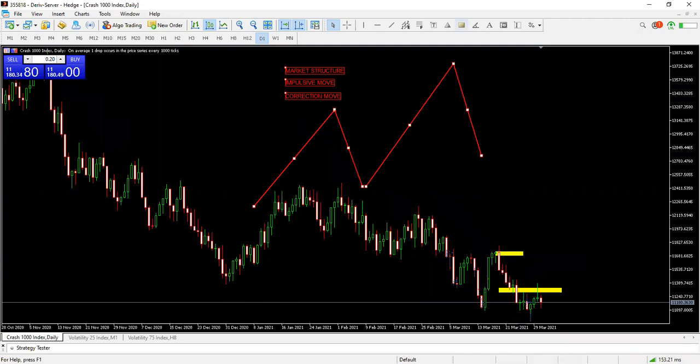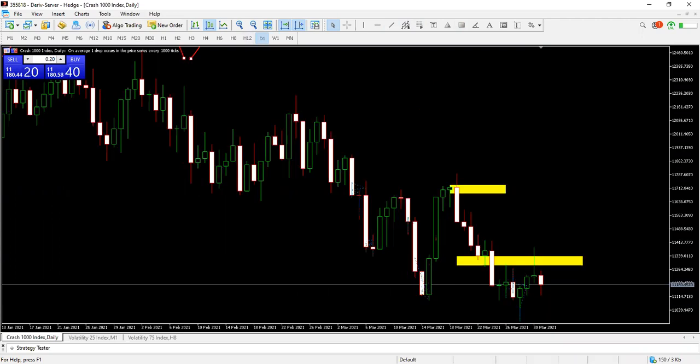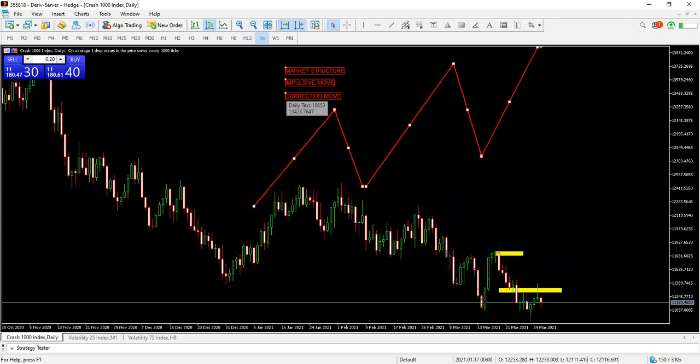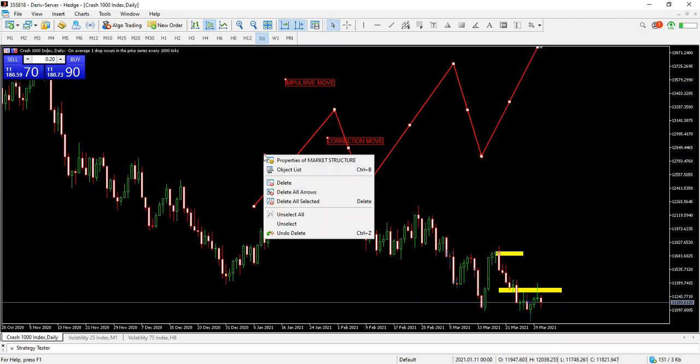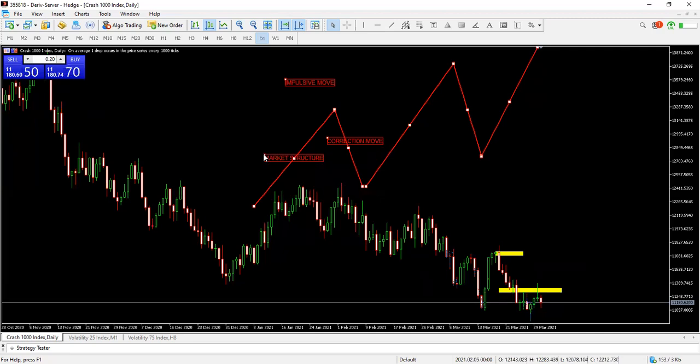Then it comes down, then it moves again. Now, you know that this movement is a correction. This one is an impulse. Are you getting me? This one now is a correction. This one is an impulse. This one is a correction. This one is an impulse.